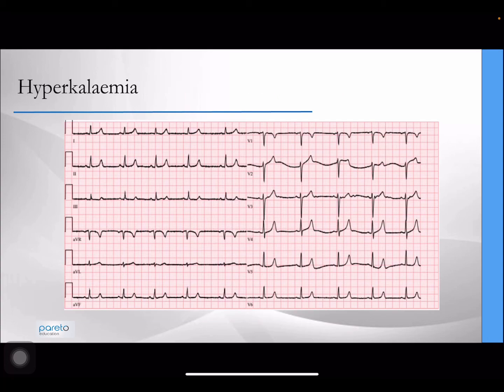The last one is, of course, hyperkalemia. Can't really have a discussion on ECGs without discussing this one. Characteristic tented T waves, which you can see in V4 and V5 here, and V3. You also get flattening of the P wave and also a widening of the PR interval. But the main characteristic feature is pointed Ts, so tented T waves.